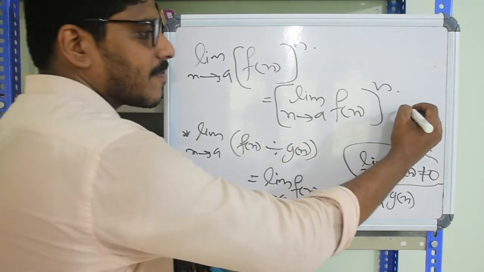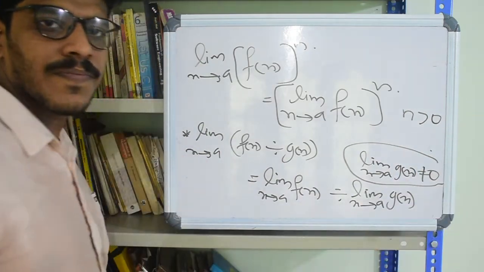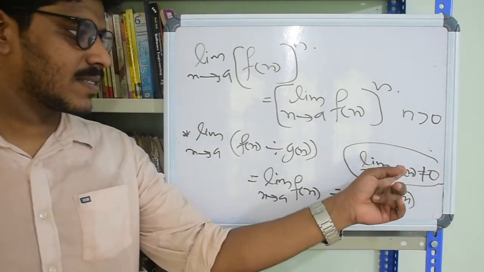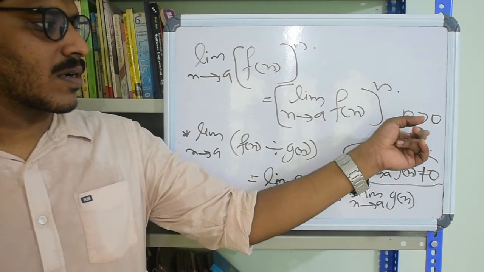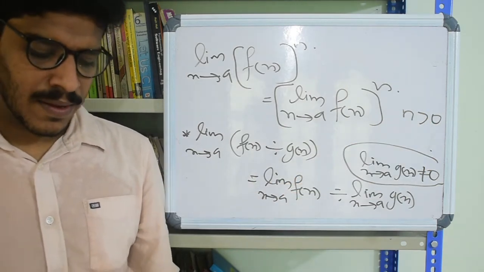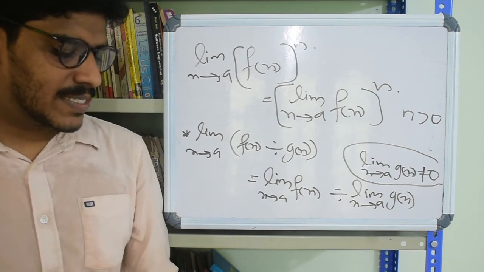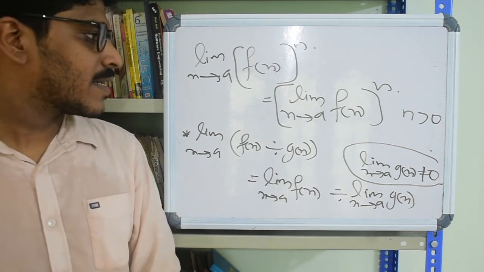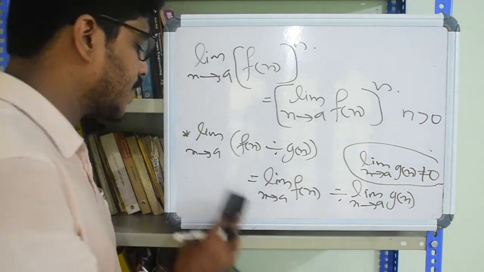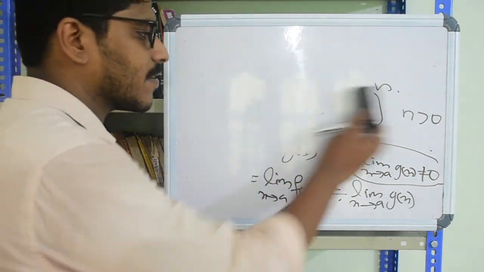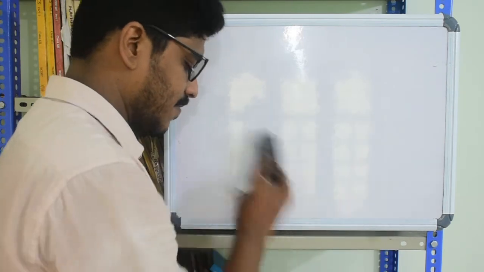This is valid if n is greater than 0. Remember these assumptions of this non-zero condition and the domain of n. So we will be using these techniques in the examples, or these are actually the most useful techniques which can be used to evaluate the limit of any given function. So let's see an example.